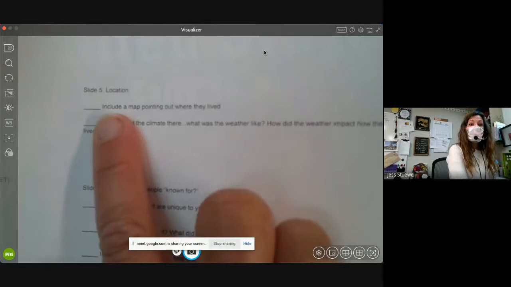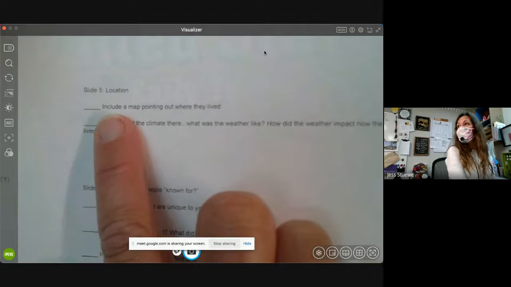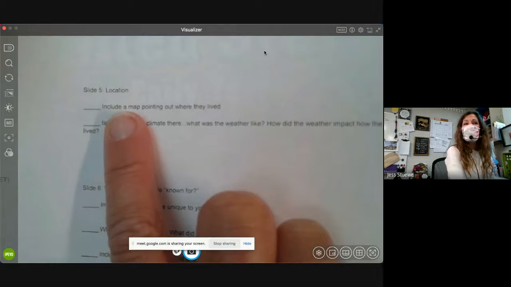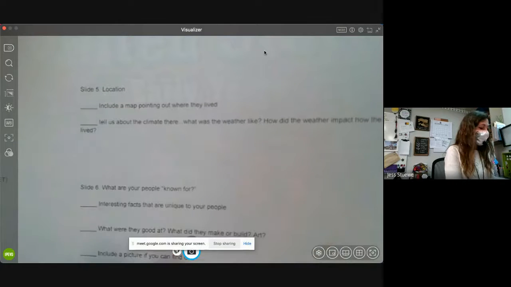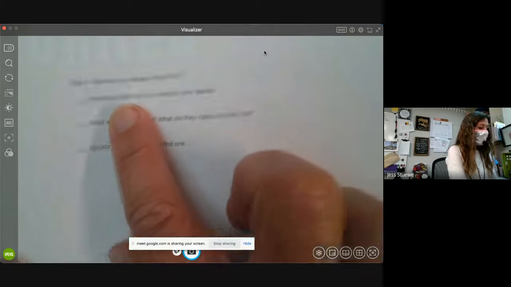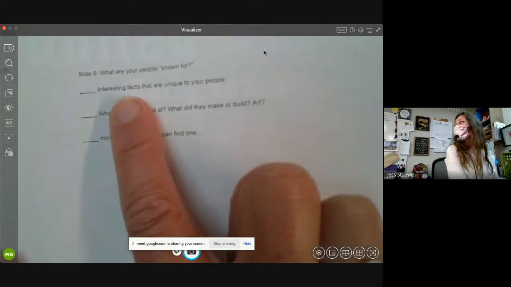Slide 5, please include a map. You might choose to take a picture of a map in your book, or maybe a Google slide. And slide 6. Is there anything else that's interesting that you can tell us about?